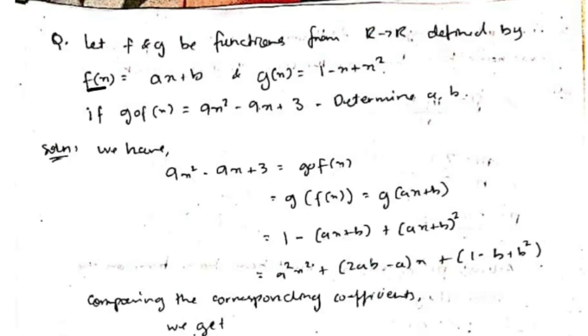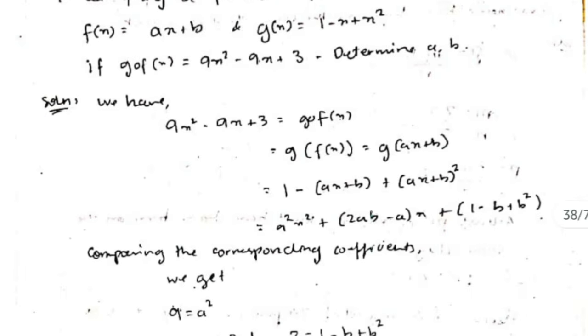In this question we have been given f of x and g of x, okay. f of x is ax plus b and g of x is 1 minus x plus x square, and g of f has been given, okay. So in the first case, we will write this g of f as g of f of x.